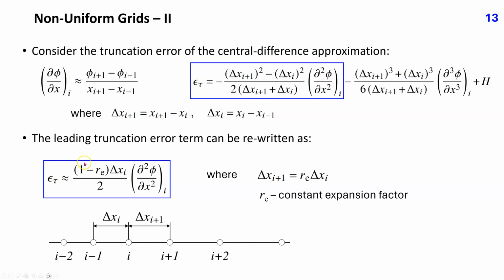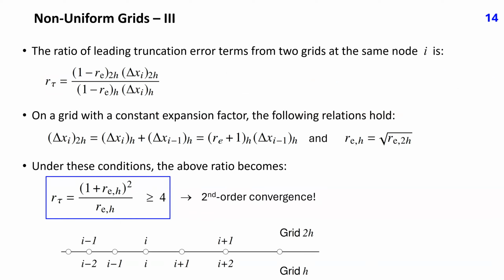We see that the leading truncation error term is proportional to grid spacing, delta xi, multiplied by 1 minus re. This looks like a first-order term, but the role of the multiplier is not obvious. To see the real behavior of the leading truncation error term with grid refinement, we need to check the ratio of these terms on two grids. Let us now consider a coarse grid with a representative spacing 2h, shown here. This grid is systematically refined by inserting another grid point between two grid points on the coarse grid, as shown on the lower side of the grid line in this figure.